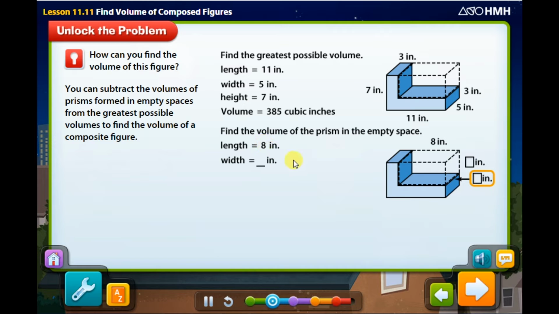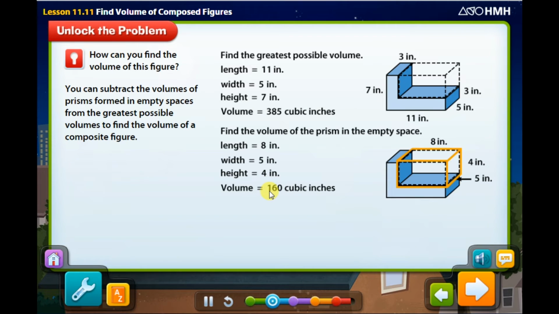Now find the width of the empty space. The width will be the same here, so it will be 5 inches. What's the height of the empty space? 7 minus 3 equals 4. So the height is 4 inches. Now that you know the length, width, and height of the empty space, what's the volume of the empty space? Multiply them all together. 4 times 5 will be 20. 20 multiplied by 8 will be 160 cubic inches.